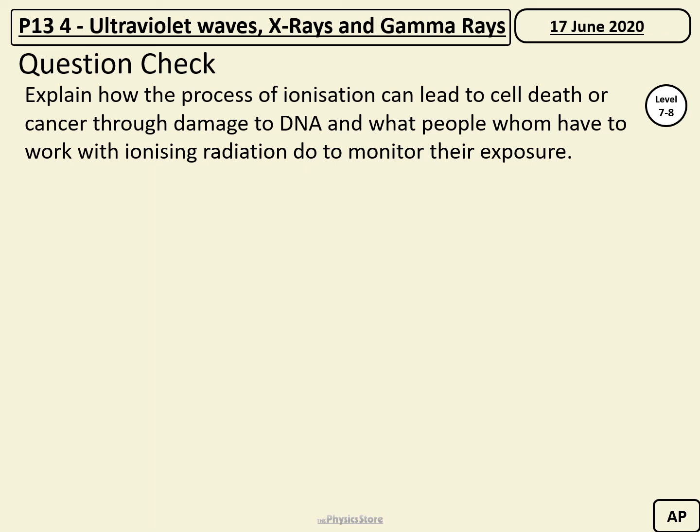Question check for grades 7 to 8. Again, still have a go, because then you can see what a grade 7 to 8 answer looks like and the detail that's needed. Even if you put a couple of points, at least it would give you a couple of marks if you used to answer this in an exam question. So, explain how the process of ionisation can lead to cell death or cancer through damage to DNA, and what people who have to work with ionising radiation do to monitor their exposure. So press pause, do as many key points as you can in bullet point form, and then I'll shortly share the answers.